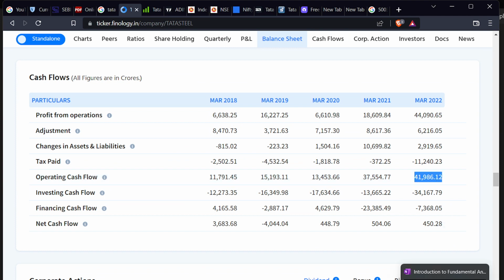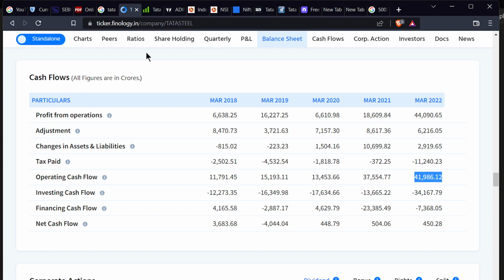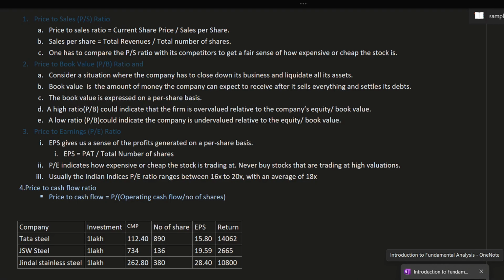So avoid that one. Here, in this formula, where we use PAT, instead of that we use operating cash flow. So this price to cash flow should also be compared. It is the same as the PE ratio. If the PAT and the operating cash flow are the same, then these two ratios will also be the same. If they are different, there is a small difference in this thing. So to avoid this fraud also, we can observe this price to cash flow ratio.